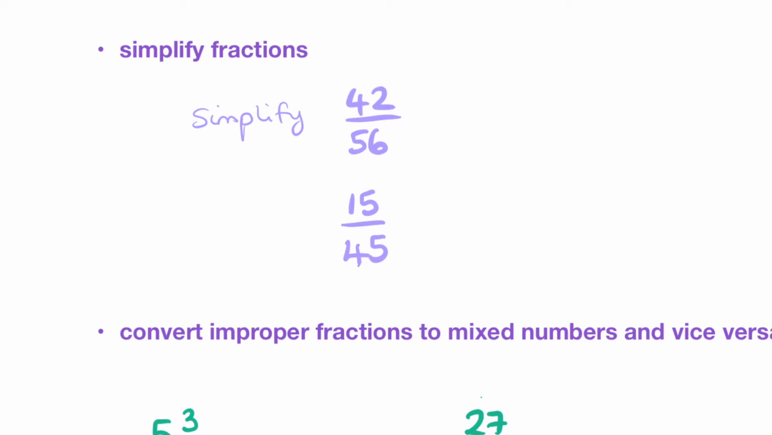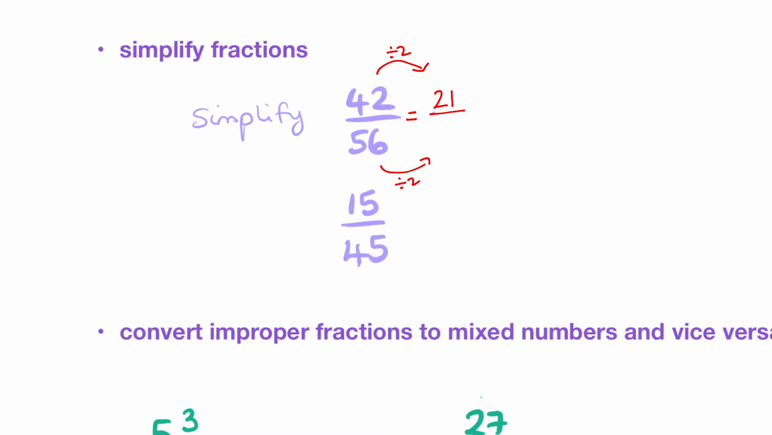Now, there are choices here, but I'm just going to go with 2 at the moment because sometimes you might not spot the biggest number that goes into the top and bottom. So I'm going to divide top and bottom by 2, okay? Right, what's 42 divided by 2? Remember, dividing by 2 is just halving. So half of 40 is 20, half of 2 is 1.